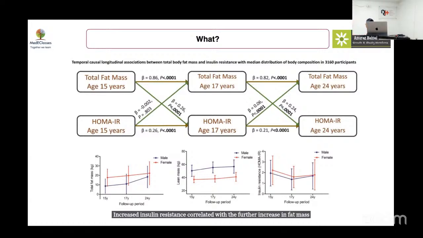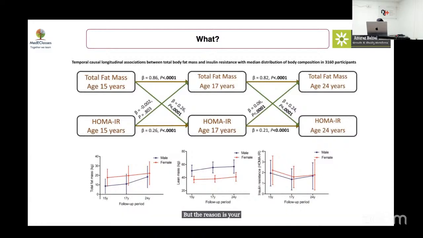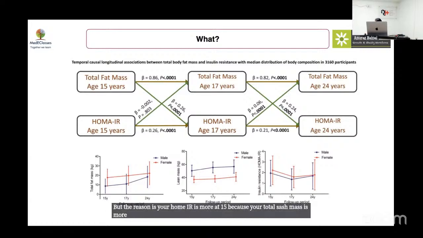But these are all univariate analysis. These are not corrected correlations. Partial correlations come later, but this is just the initial data. So what you're trying to say is that if your HOMA-IR is higher at 15 years, you're more likely to be obese at 17. But the reason your HOMA-IR is higher at 15 is because your total fat mass is more, and that is persisting.